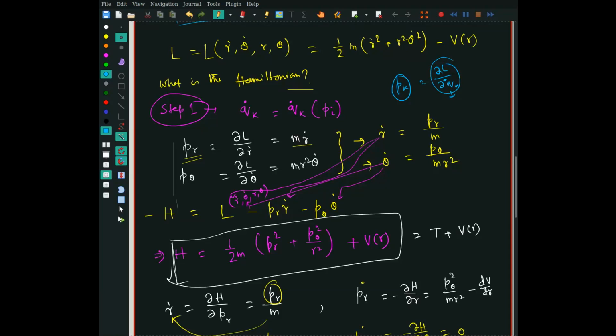I still do not follow basically. I mean, this del L del q dot in general is a function of q dot.